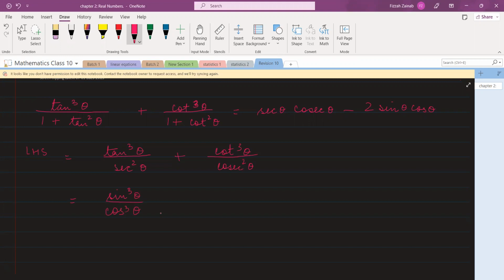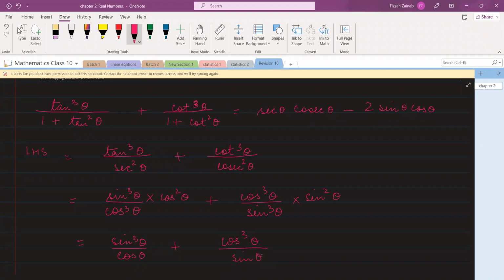cos cube theta. Fine. Now you have sec square in the denominator. So sec is 1 upon cos. So that means cos square theta will come here. Similarly, cot is cos cube theta divided by sine cube theta. Now 1 upon cosec is sine. So it will come here. Sine square theta, right? Now, as you can see, only one power of cos will come here. So sine cube theta divided by cos theta plus. Now here you have cos cube theta divided by sine theta.